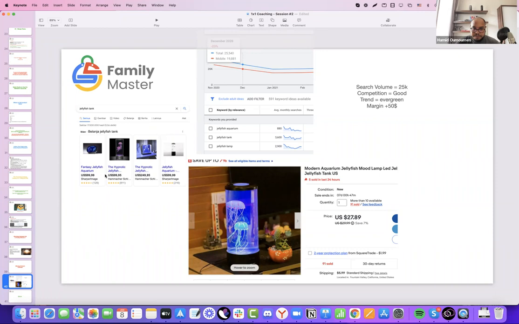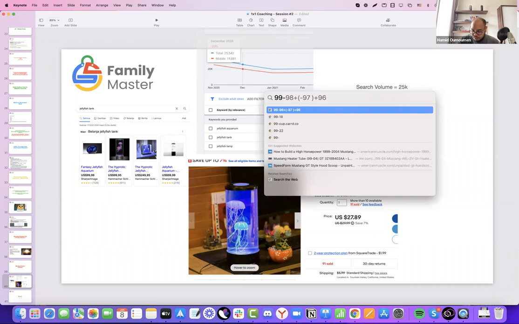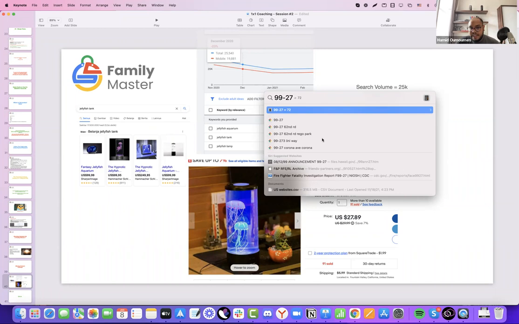It's 99. So the margin is good, because if we pay 27, we have at least $72 margin. So if we sell the product for maybe 92, it's still profitable. Okay, so that's all for the product research.